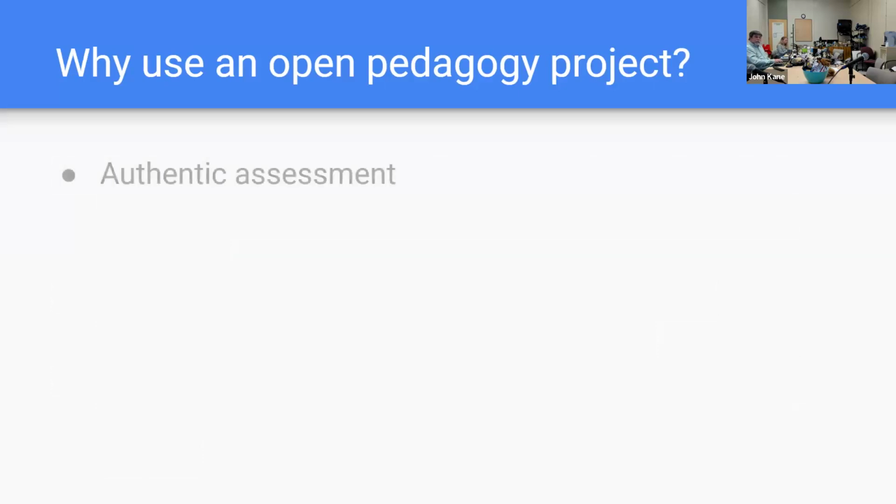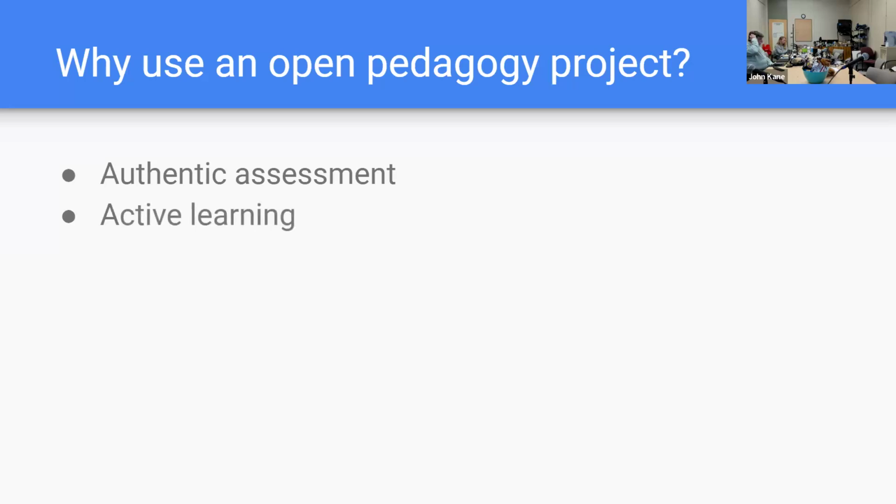So open pedagogy projects are, I think everyone here is familiar with open pedagogy, but basically it's a chance for students to create their own contributions to knowledge, that they're the creators of knowledge rather than just consumers of it. And one advantage of it is that it's a form of authentic assessment, in that students see that they're creating something that has some intrinsic value that may last beyond the duration of the course.